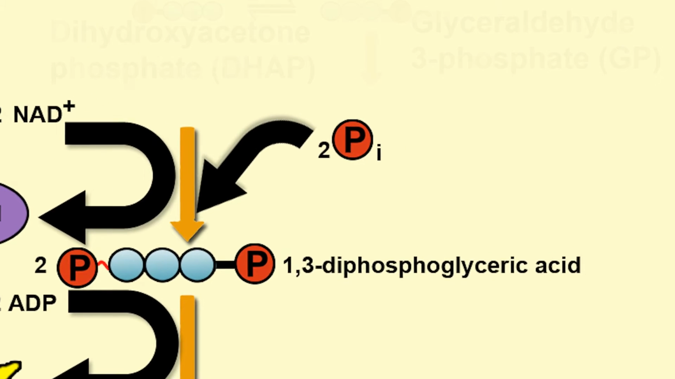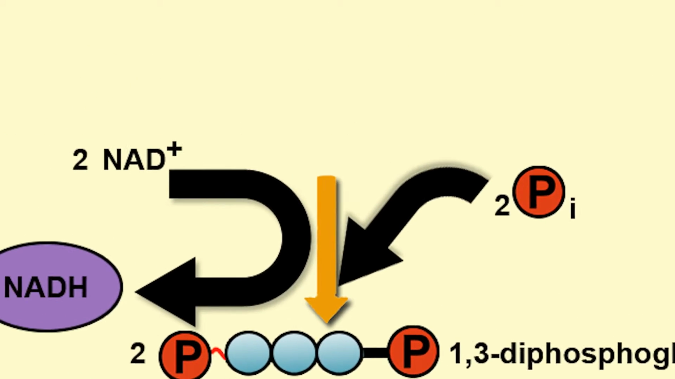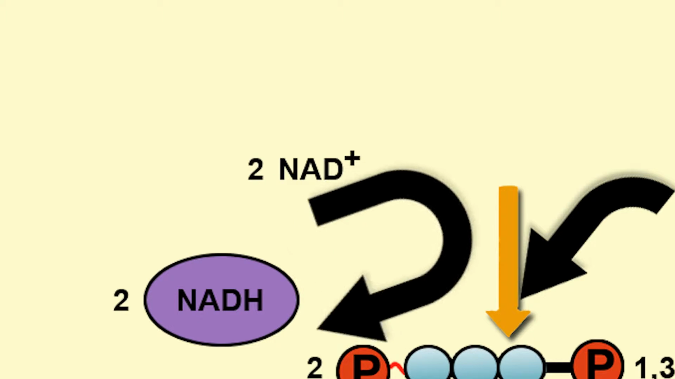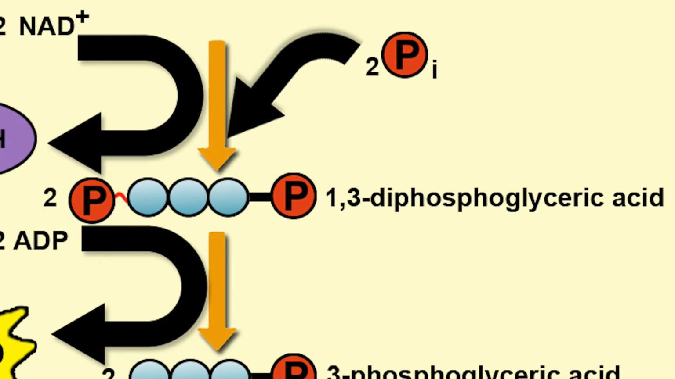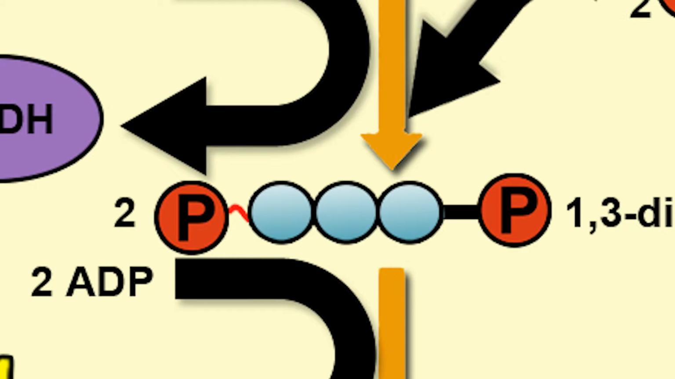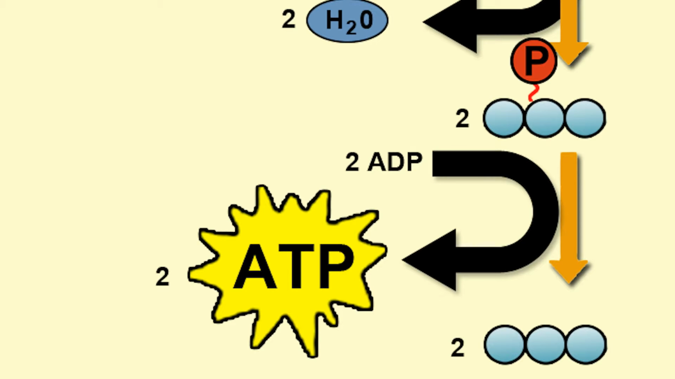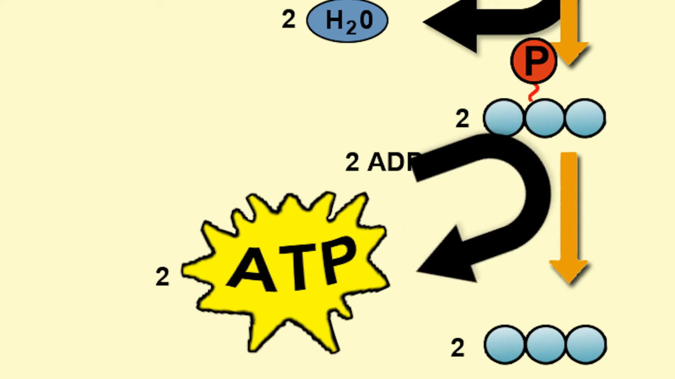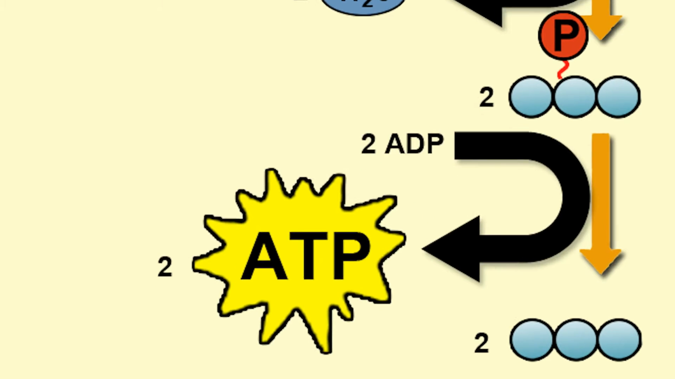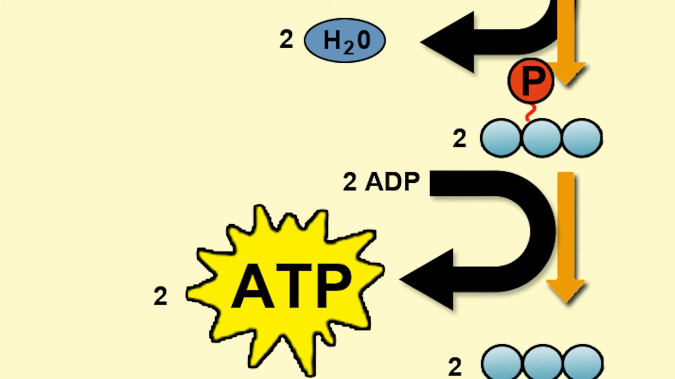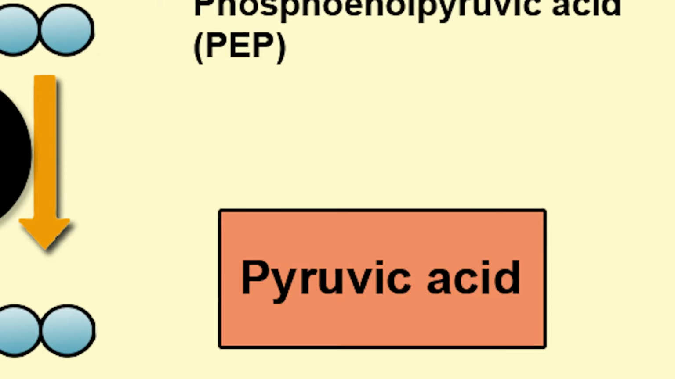An inorganic phosphate is then added to G3P, and in the process, NAD+ turns into NADH. Notice that this new molecule has a phosphate on each end. A series of reactions take place in which the phosphate groups are transferred to ADP to make ATP. At the end of glycolysis, 2 net ATP are produced, as well as 2 NADH.